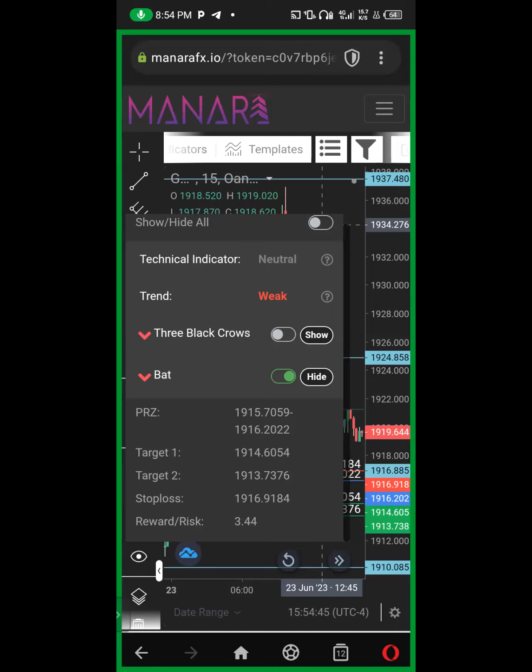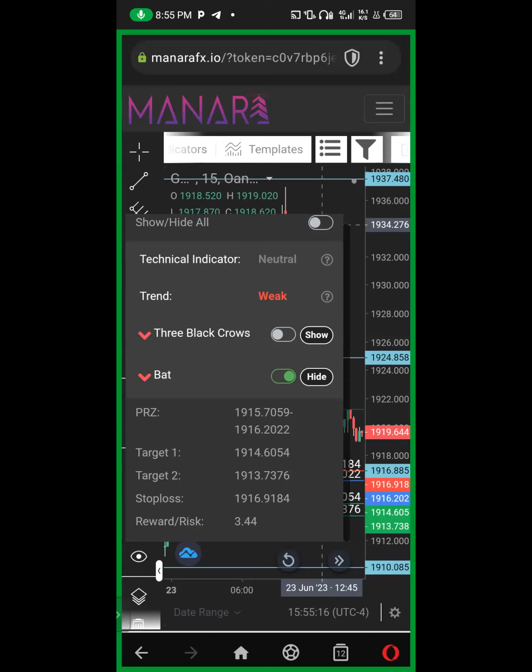Then target. What is the meaning of target? Target one is talking about take profits, where you should exit the trade, where you should stop trading. When you get to that point where you have made enough profits, when the price has gone to 1914, close your trade and take it. Target two, 1913.7. So if you choose target two, you are telling the system that when this price gets to 1913, close the trade for me and take my profit.